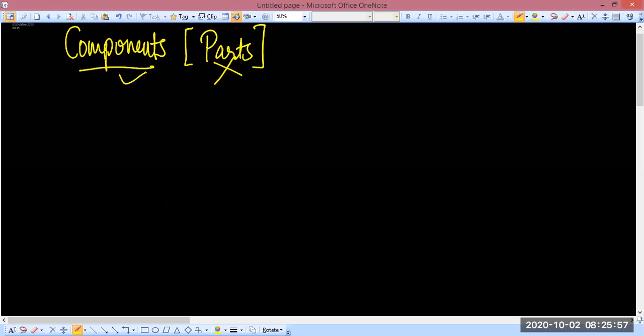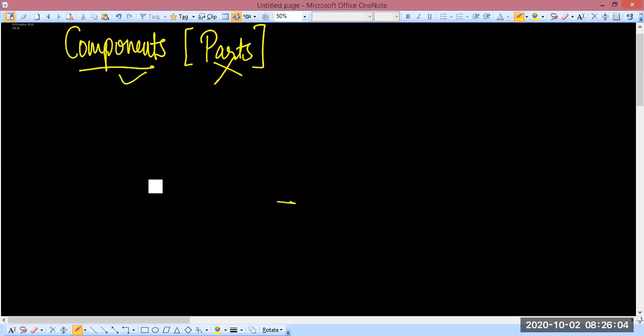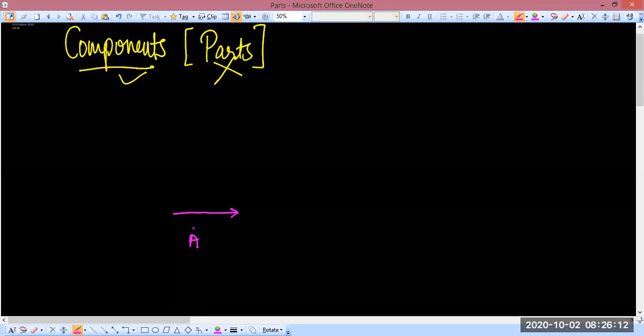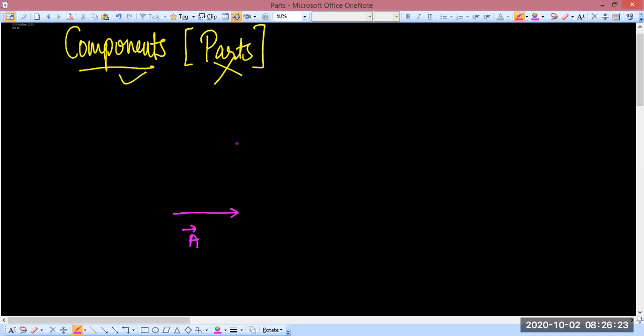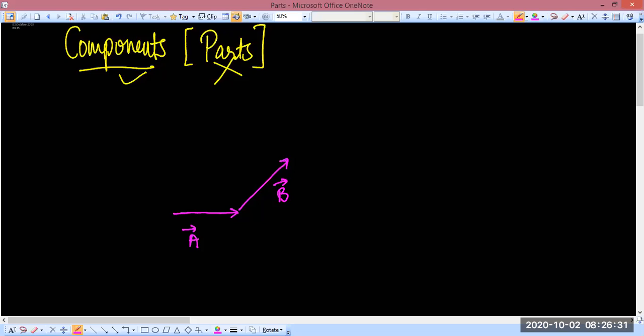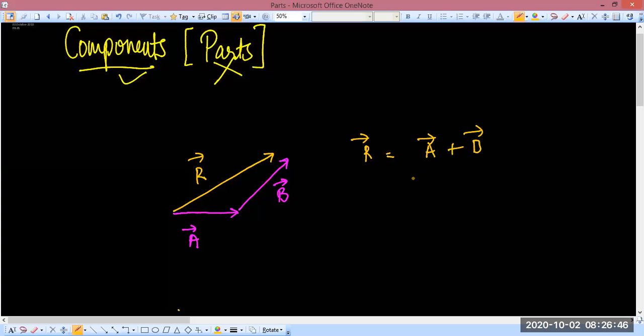So let's see what we have here. First of all, I'll take you through what components are in a very interesting way. Let's say that this is one vector A, and here suppose is another vector B, right? So then if you draw the R vector by following, let's say, the triangle law, then you get R vector equal to A vector plus B vector. Now, what this means is this R vector is actually made up of two vectors.